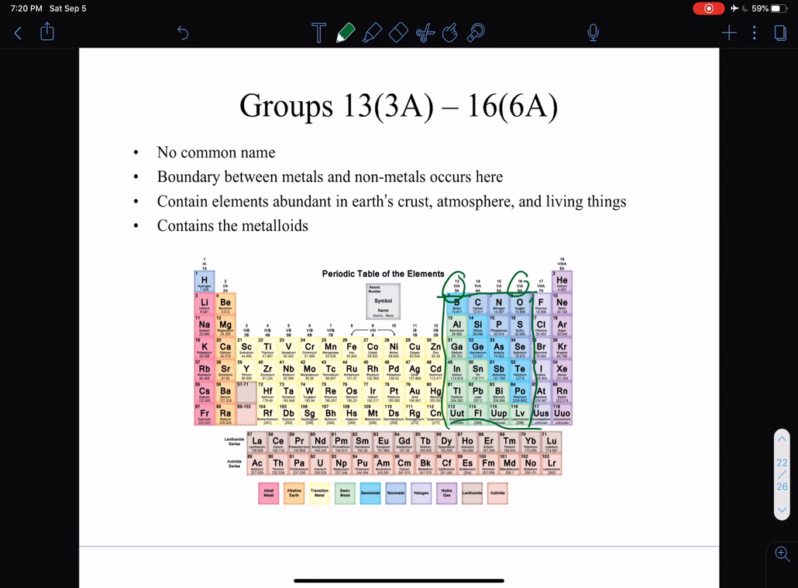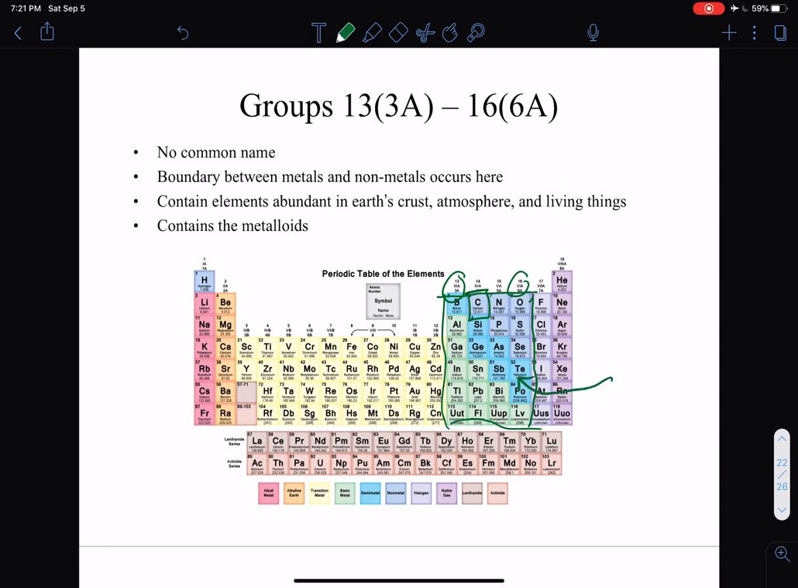Those ones in there don't really have a common name like alkali metal or alkaline earth metal or transition metals. These contain elements that are abundant in the Earth's crust, like carbon and oxygen, and in the atmosphere and in living things. You have probably heard that we are carbon-based life forms. And there we go, carbon is right there. These groups, right here, 13 through 16, contain the metalloids, and we just talked about the metalloids. They're these guys in here.